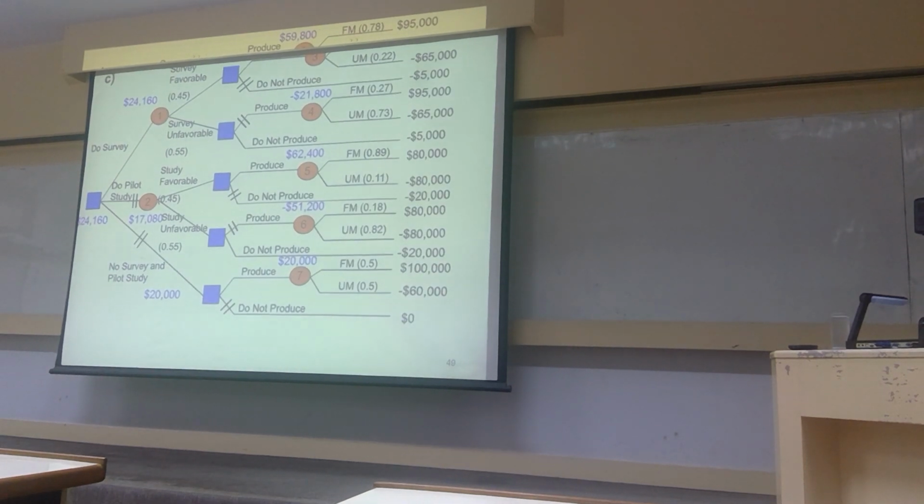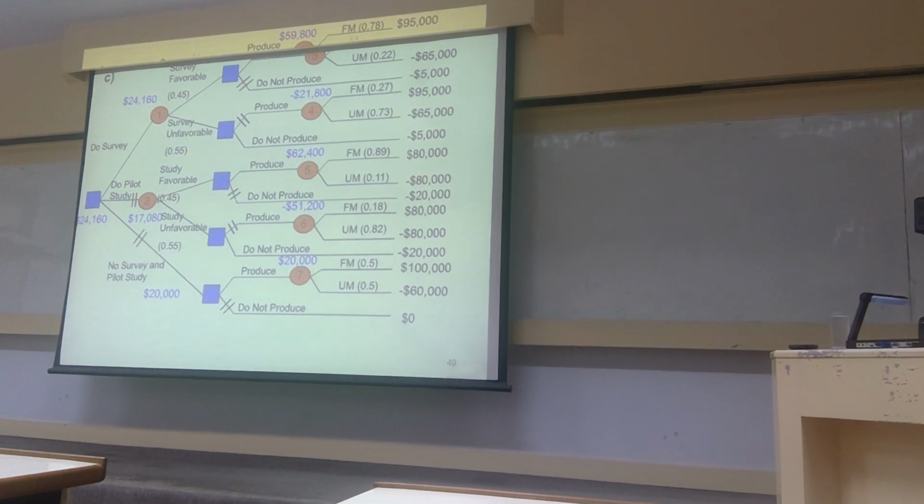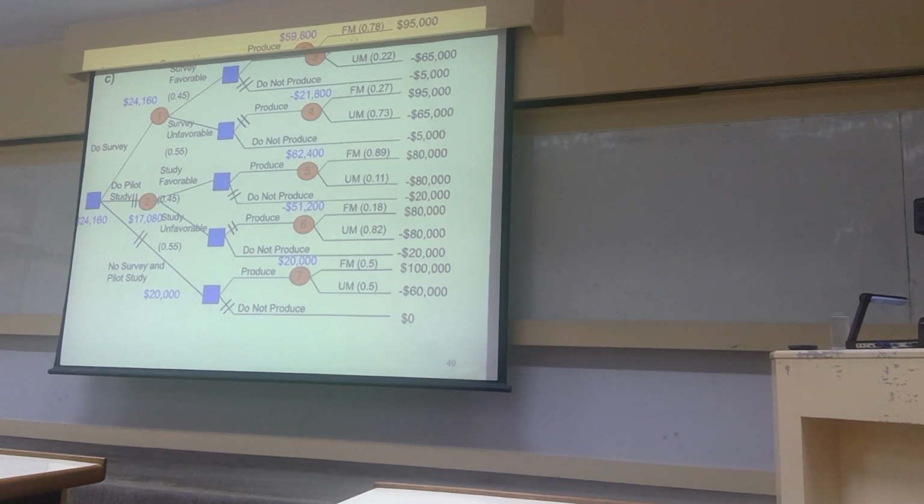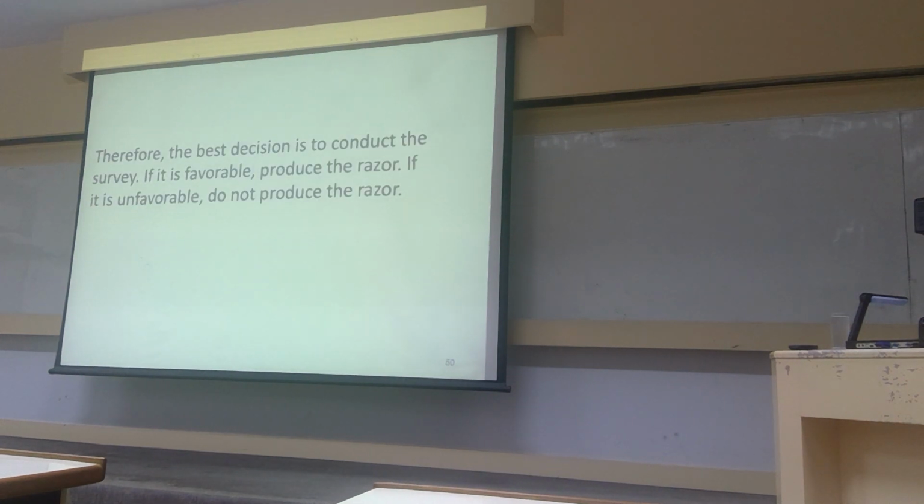And lastly, we select the alternative that provides the highest EMV, right? So in this case, you can see, finally, Jim needs to make a decision by selecting the alternative of doing the survey. If the result from the survey is favorable, he will produce the new electric razor. But on the other hand, if the result from the survey is unfavorable, he will not produce the new electric razor. And he can expect the overall value of his decision to be 24,160. Okay, so this is the result.